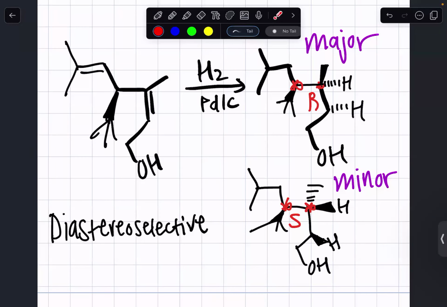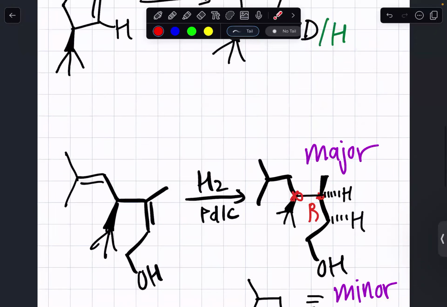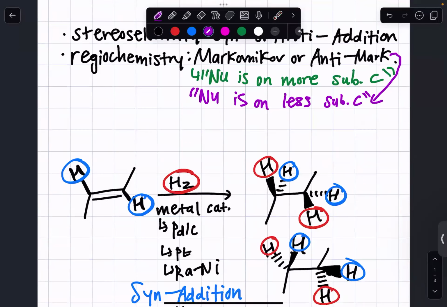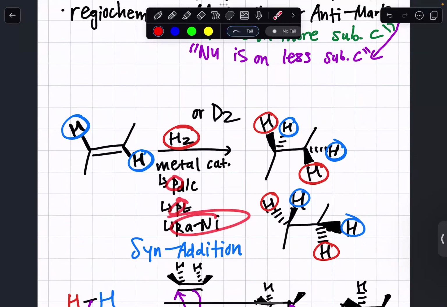And then hydrogenation is always H2 or D2 with some kind of metal, like Pd, Pt, or Raney nickel.